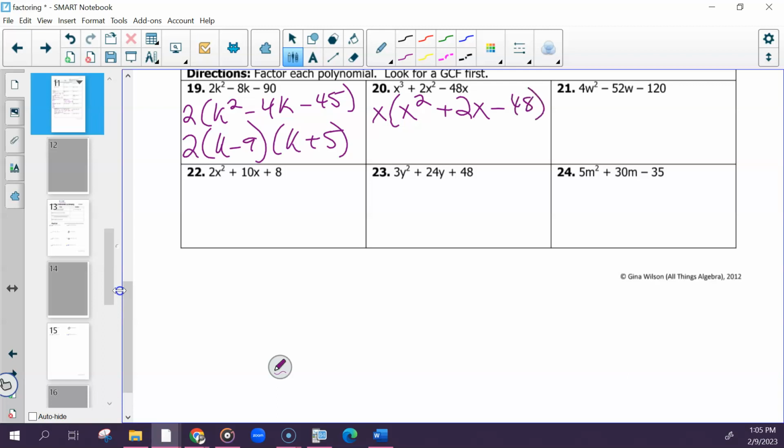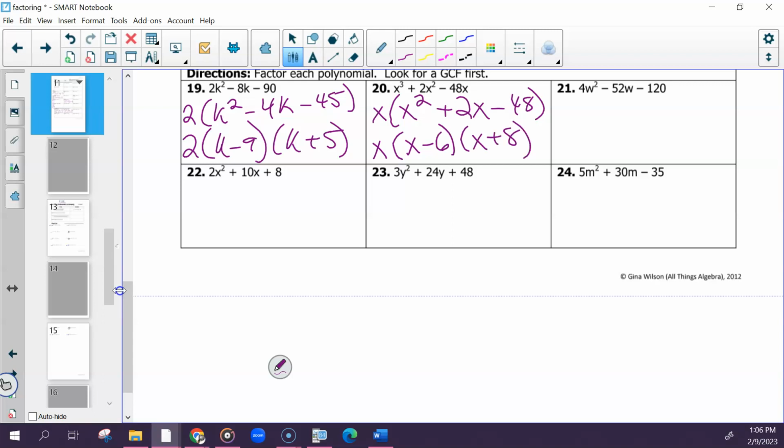Think about your factors of 48. One of them has to be negative. Which factors would, if one is negative, add to the 2? Which one would be negative? Negative 8 plus 6 would give us positive 2. Negative 6. So x minus 6, x plus 2.